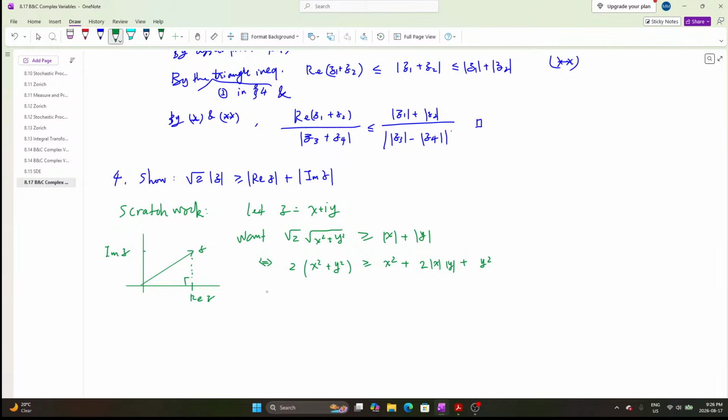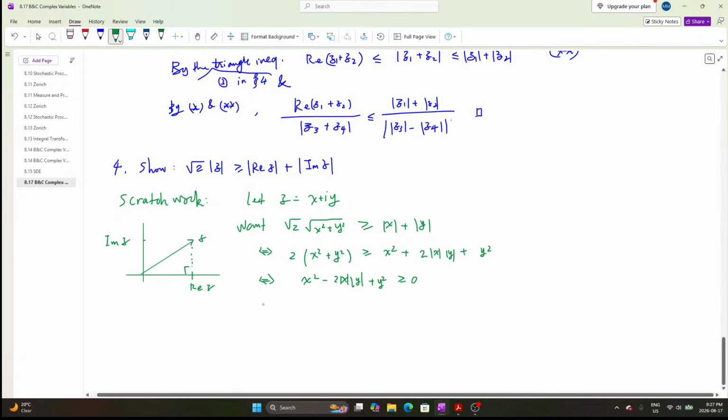Okay, and now you can see you have x squared minus 2 times the absolute value of x times the absolute value of y, and then plus y squared. So I'm subtracting the right hand side on both sides. Okay, so this is the same as the absolute value of x minus the absolute value of y, squared. So now we see what's going on. Right? So that's a true inequality. So basically we're done. So that's the scratch work.